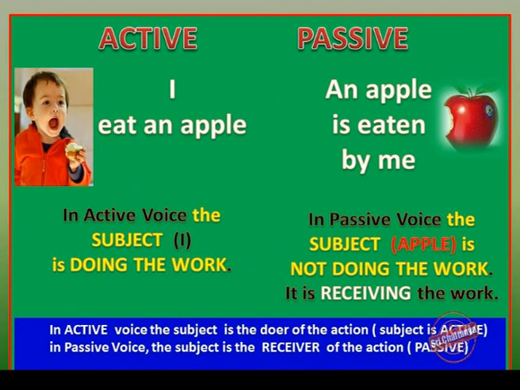In active voice, the subject I is doing the work. Passive: An apple is eaten by me. In passive voice, the subject, that is apple, is not doing the work. Instead, it is receiving the work. In active voice, the subject is the doer of the action. That means the subject is active. In passive voice, the subject is the receiver of the action. That means the subject is passive.